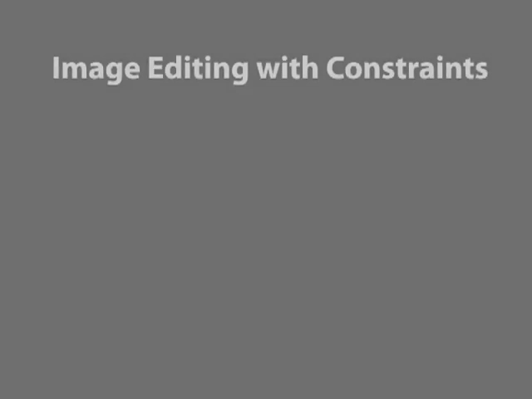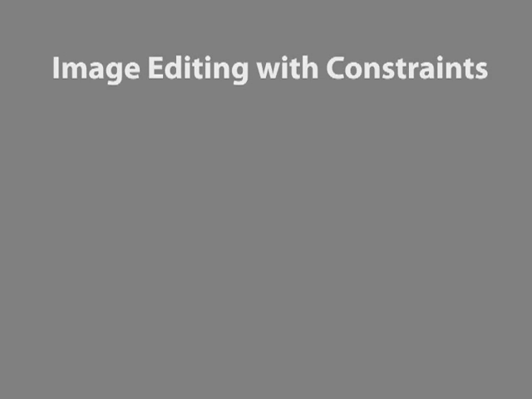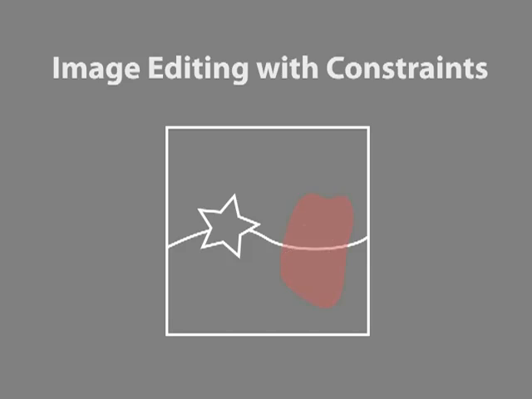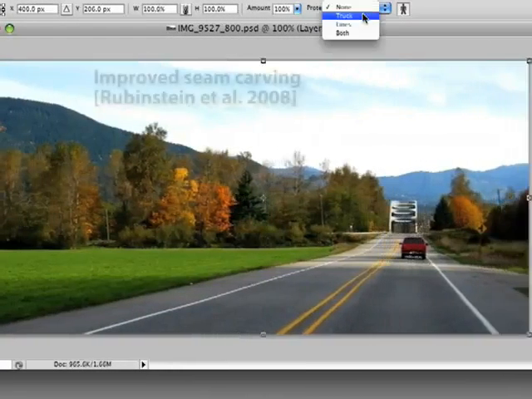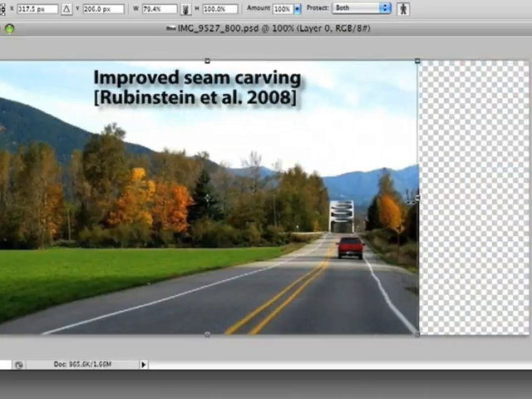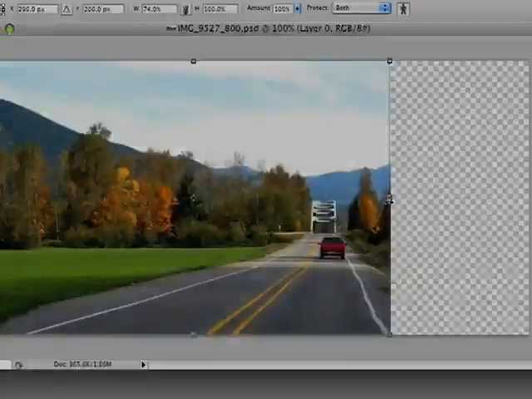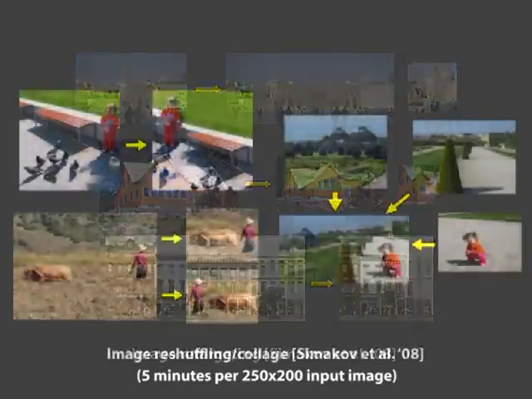Many recent image editing approaches take high-level image constraints as input, for example, a change of aspect ratio, or in-painting a marked region. Some of these algorithms are interactive, like seam carving, but offer limited control over the results. For example, here we can protect some regions from changing. Other algorithms offer more control, but are too slow and memory-intensive for interactive use.